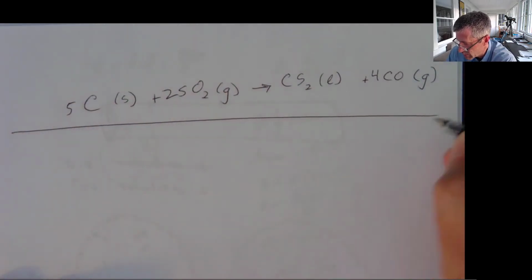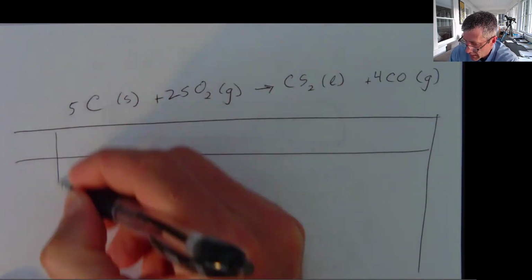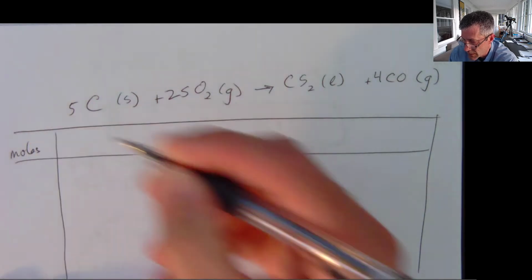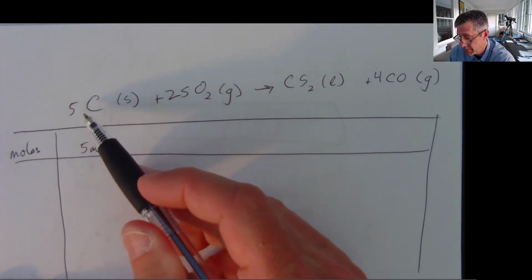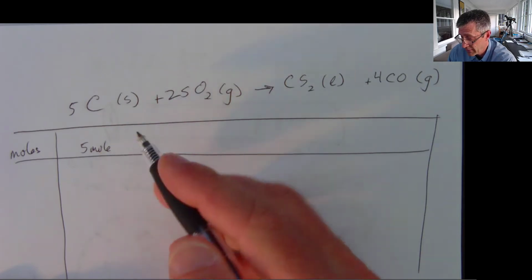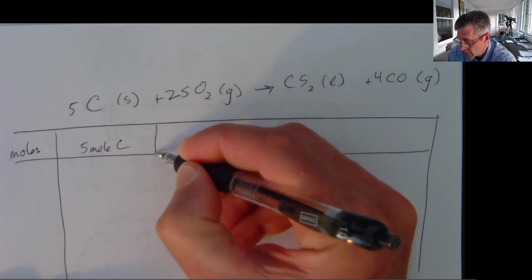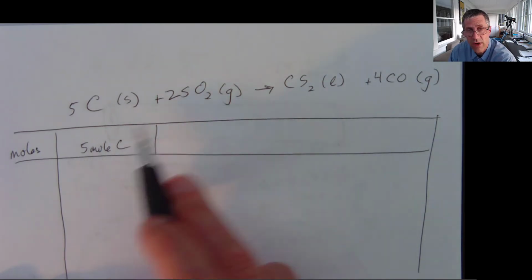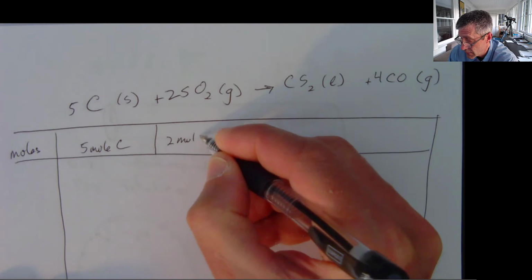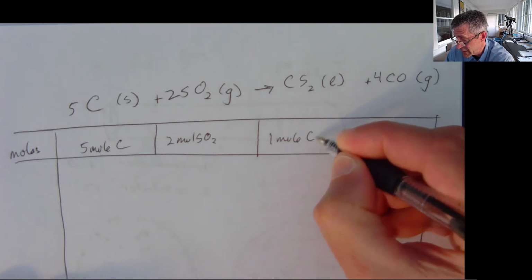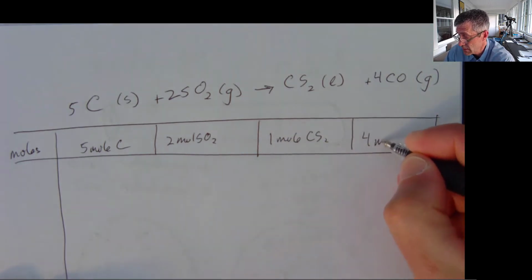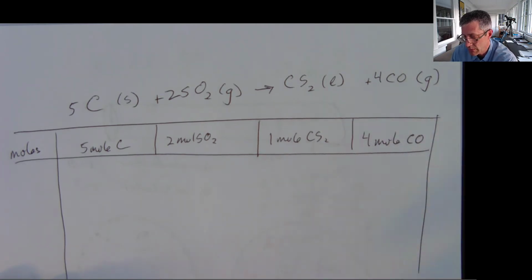So in that first row of the table, this is just going to be the number of moles of each of these. So for carbon, all I'm doing is taking the number from the balanced chemical equation. My chemical equation tells me that when I start with 5 moles of carbon, I'll need 2 moles of sulfur dioxide. I'll produce 1 mole of CS2, and I'll produce 4 moles of carbon monoxide. So I'm going to keep track of this. It's really important that I put the units in here and of what. This helps me later when I do my actual calculation I'm interested in. Right now I'm just pre-calculating stuff.